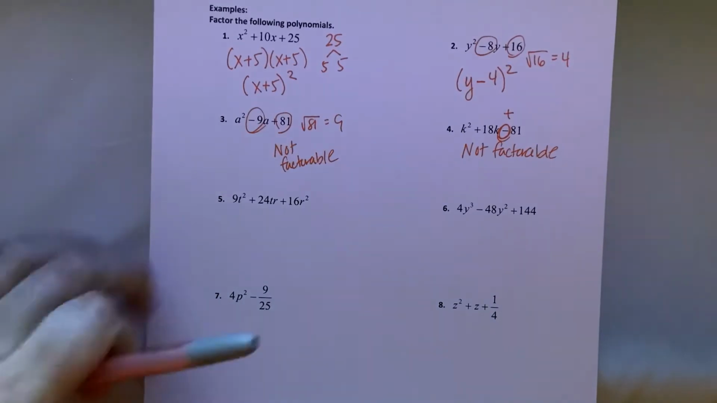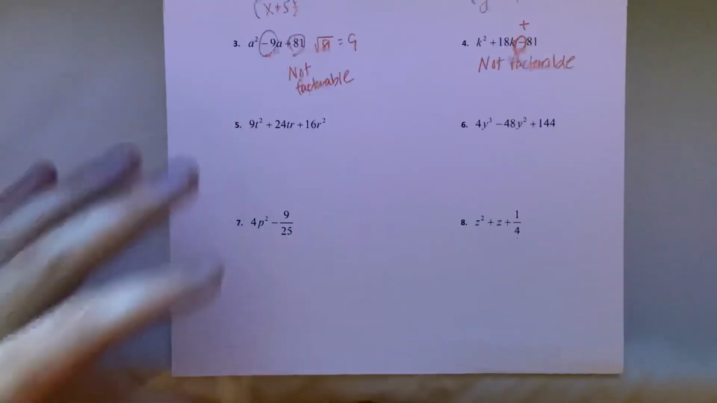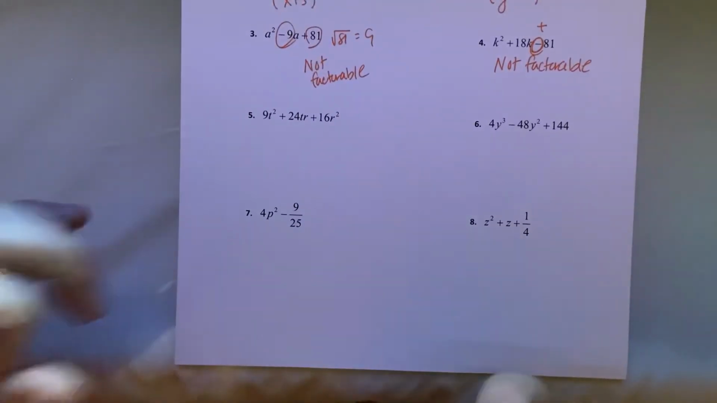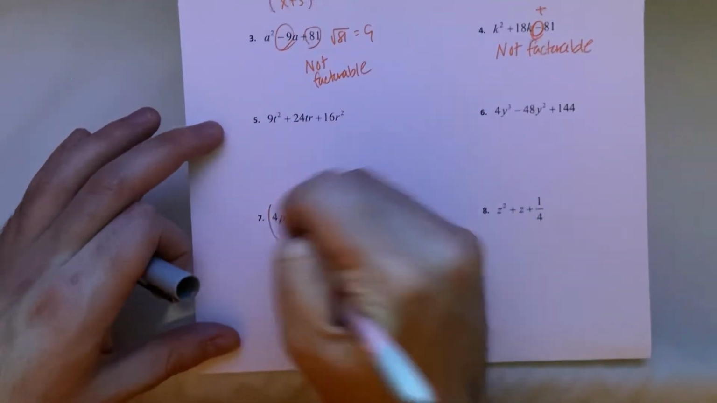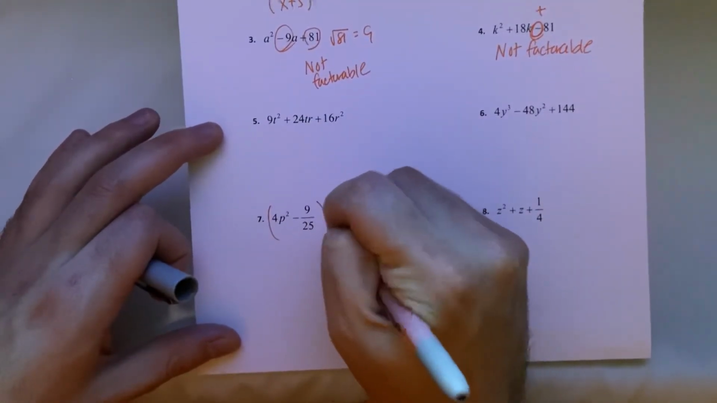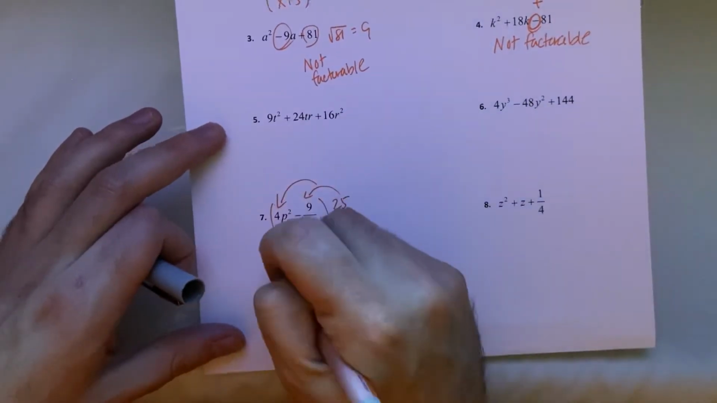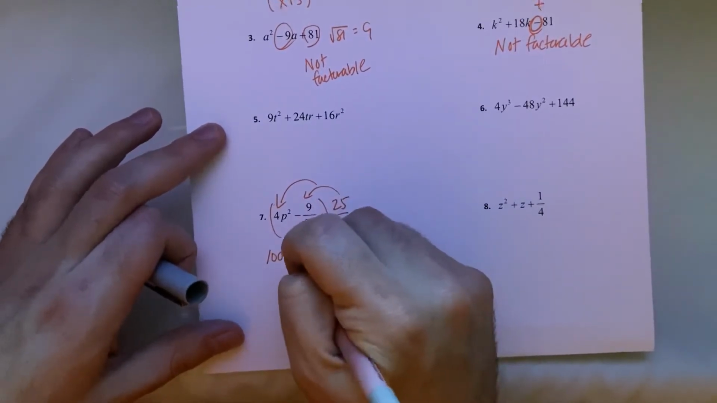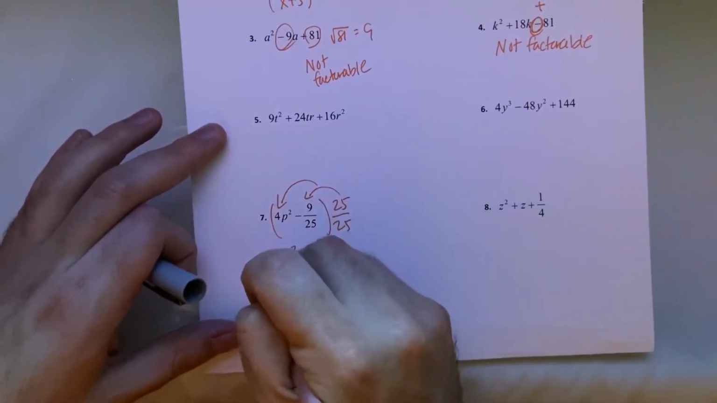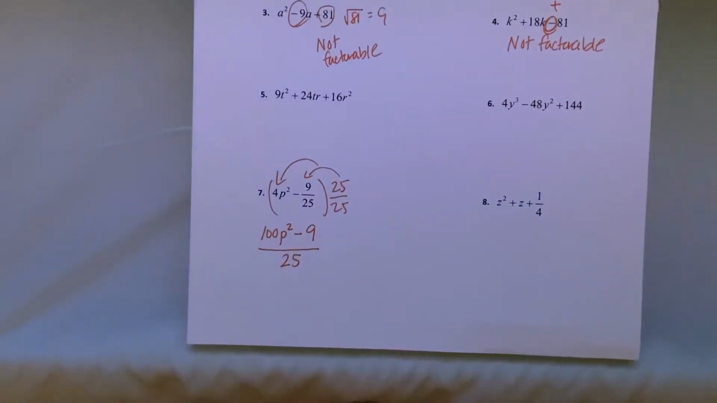Let's talk about these ones with fractions, though. It can be a little harder. If you don't see the pattern, you might say, well, this is kind of hard. There's a way around the fraction, though. I'm going to multiply everything by 25 over 25. Now what's going to happen here is 25 times 4 is 100p squared. The 25s will cancel here. I'm going to write it minus 9. Put the whole thing over 25.